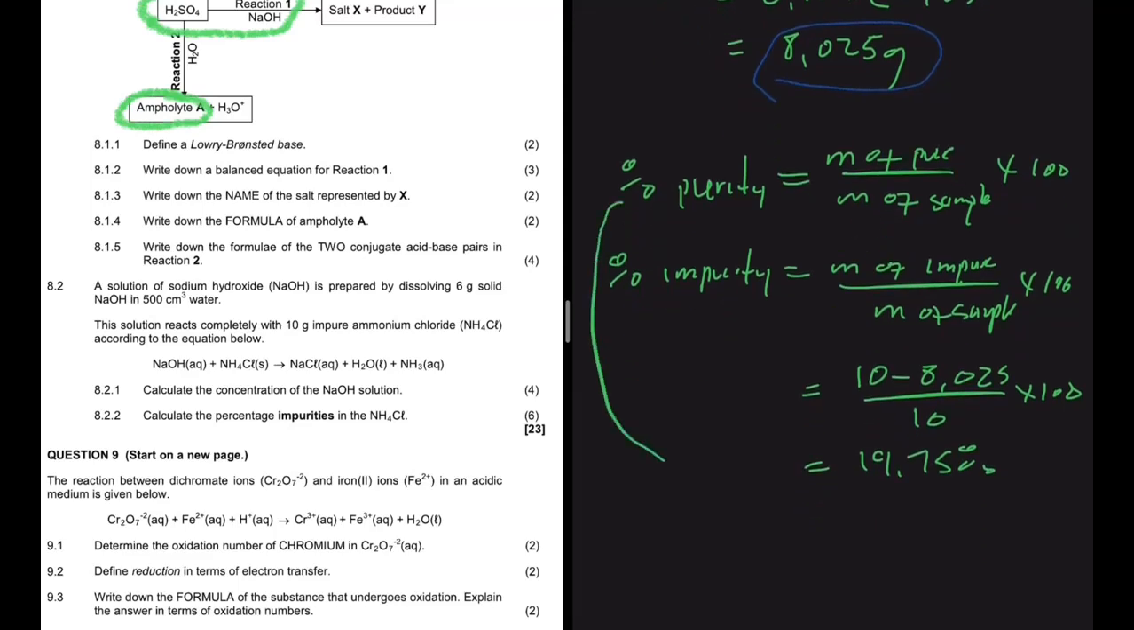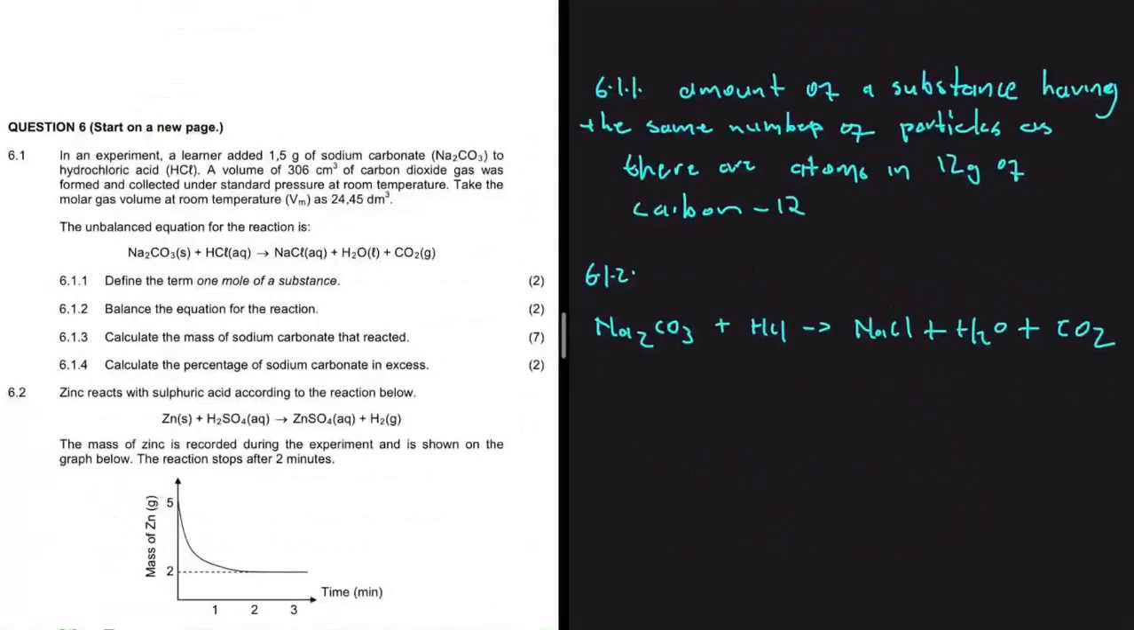You can do it the other way that I suggested. You can find the percentage purity. When you find the percentage purity, it will be 80.25%, so you would say 100 minus this value here, and you will still get 19.75%.